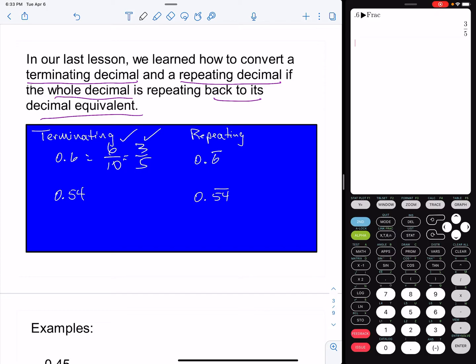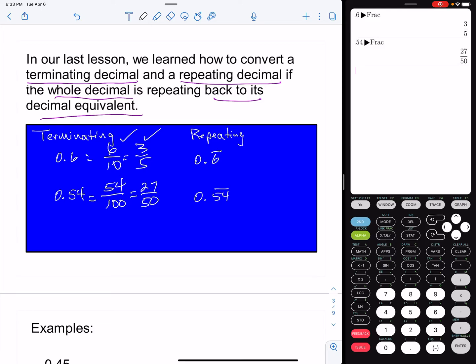Okay, so the next one, 0.54. So we say that correctly as 54 hundredths. So we write that as 54/100. Then we go to our calculator and we type in 0.54, math, enter, and you end up with 27/50 for your simplified fraction.